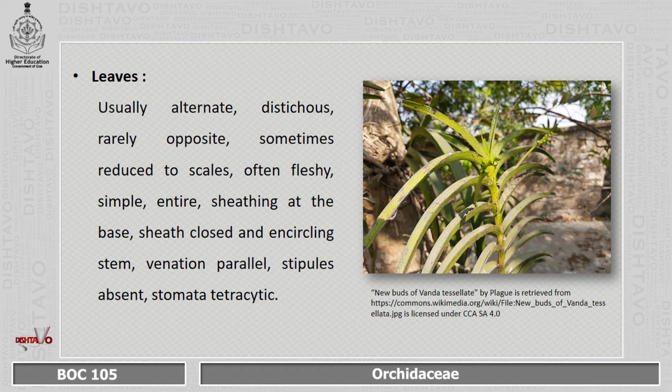The leaves are usually alternate, distichous, rarely opposite, sometimes reduced to scales, often fleshy, simple, entire, sheathing at the base, sheath closed and encircling the stem, venation parallel, stipules are absent and stomata are tetracytic. In the picture we can see again the Vanda showing the leaf arrangement.